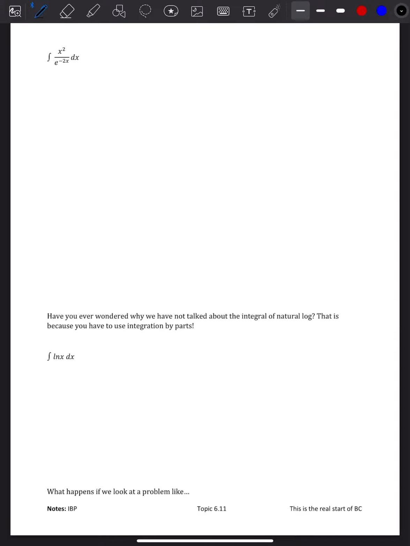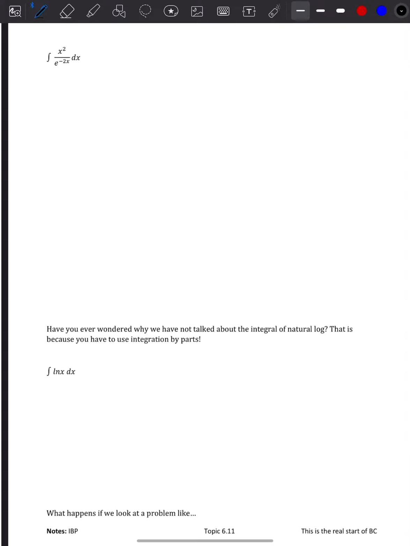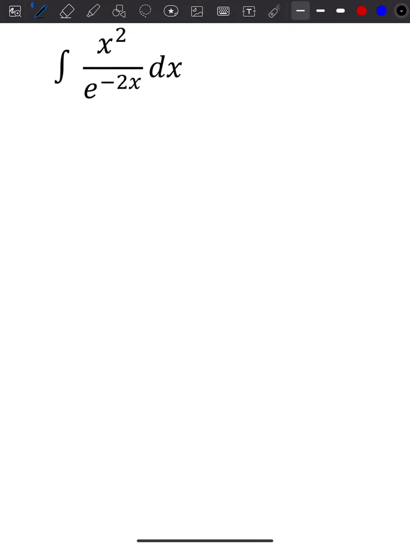Okay, so we're going to look at some more examples of integration by parts. The first thing we're going to do is fix this problem really quick because I was wrong when I typed this out originally. In our denominator, we want e to the positive 2x power, not e to the negative 2x power. You'll see exactly why in a second.